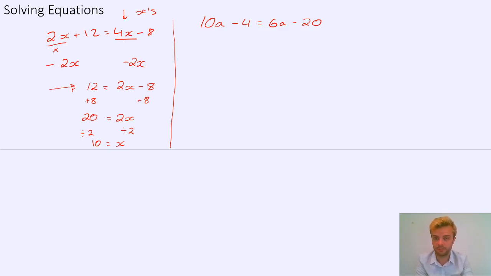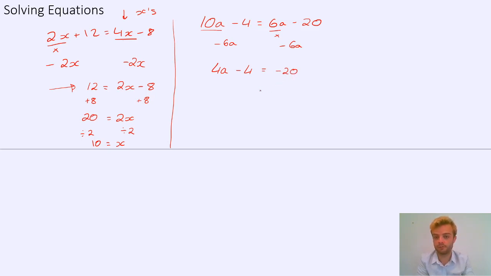My advice from last time was to collect the a's where there's already the most of them, which means this is where I want my a's to be. So it's this that I need to cancel out. I want to get rid of the lower one. And to get rid of that 6a, I'm going to take away 6a. But if I take away 6a from the right-hand side, I have to take it away from the left-hand side to make sure it stays even. And that means my left-hand side turns into 10a minus 6a, which is 4a. The 4 stays the same. This 6a is now cancelled. That's gone because we took it away. So we're just left with minus 20.